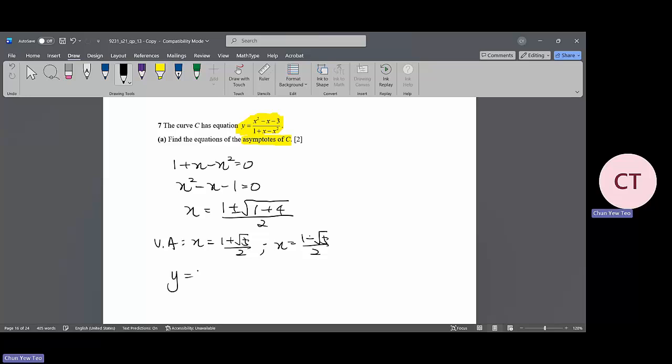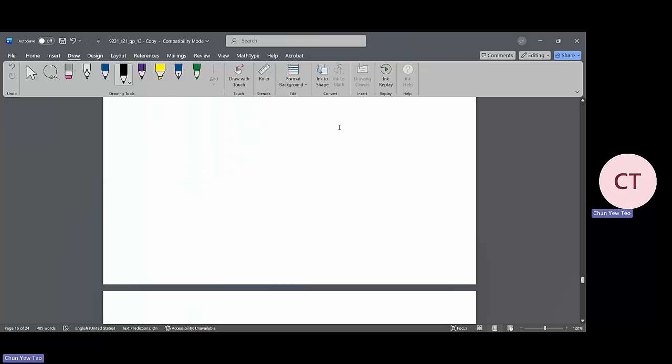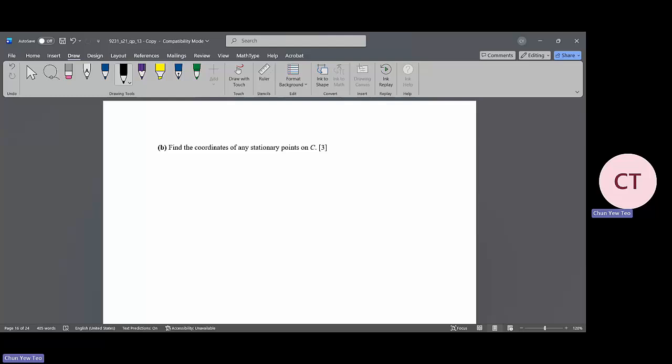And as for your horizontal asymptote, you need to take the limit as x approaches infinity of x squared minus x minus 3 divided by 1 plus x minus x squared. That will give you y equal to -1. That will be your horizontal asymptote. So done for part A. Now we move on to part B. We want to find the stationary point.